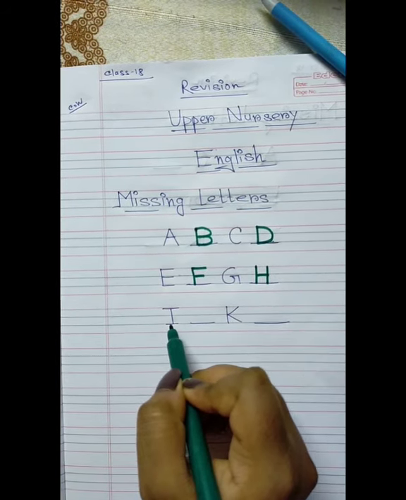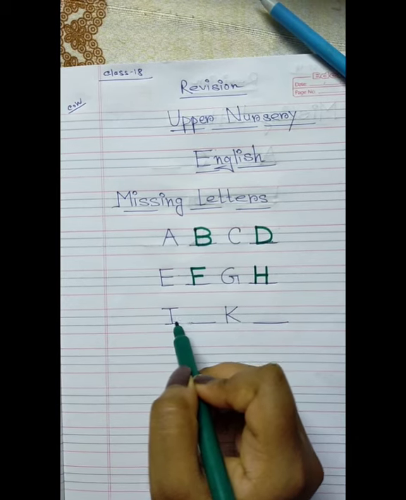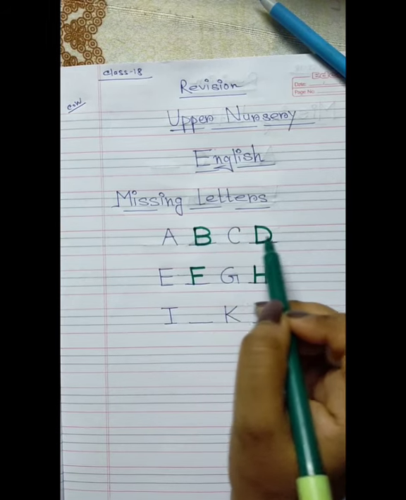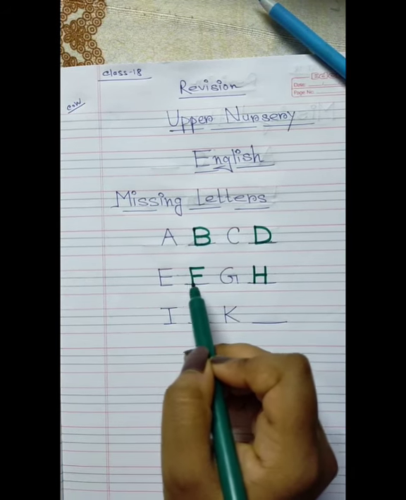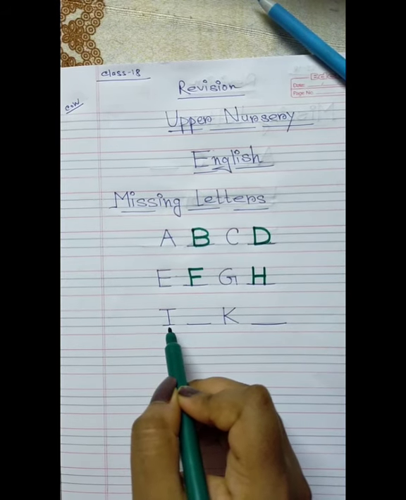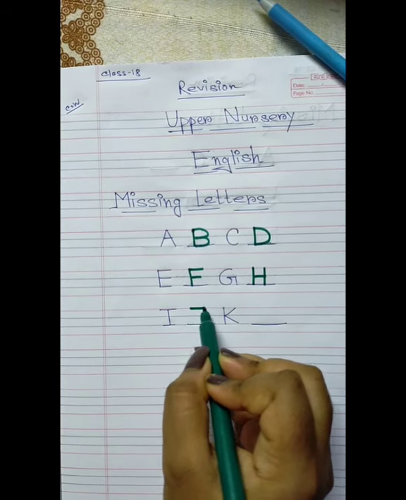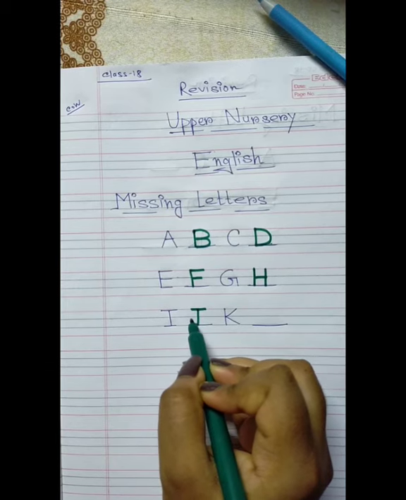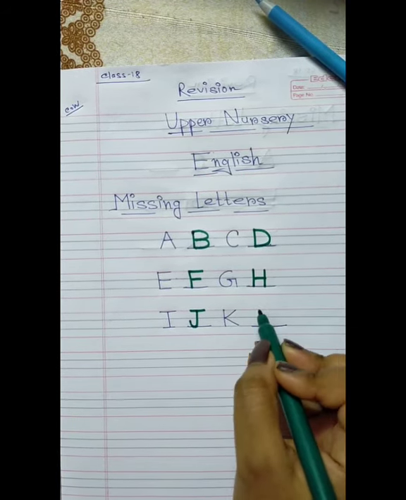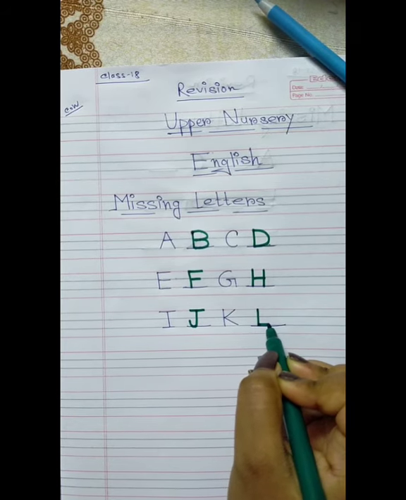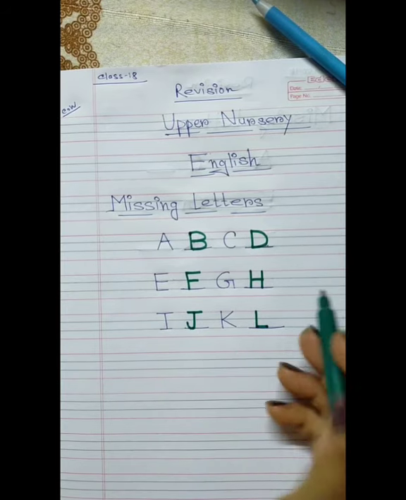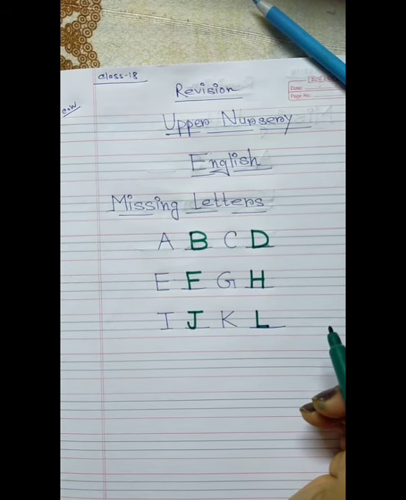Then this is forgotten, children. So you can start from the beginning. A, B, C, D, E, F, G, H, I, J. Very good. J, K, after K, L. Very good. See, we have completed till L.